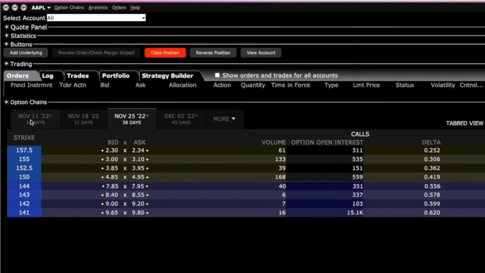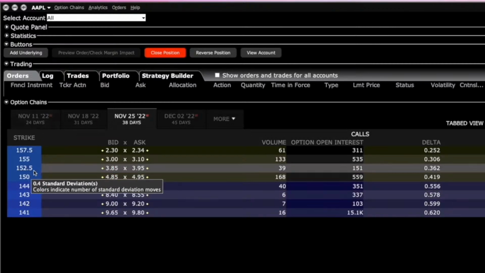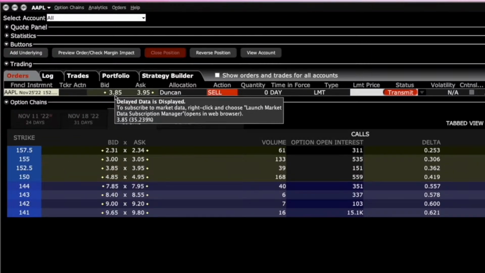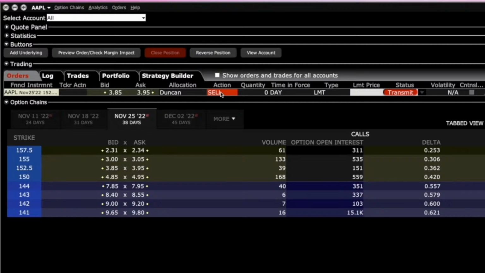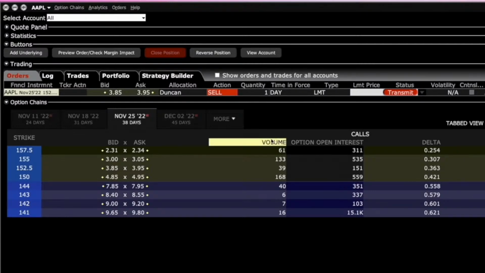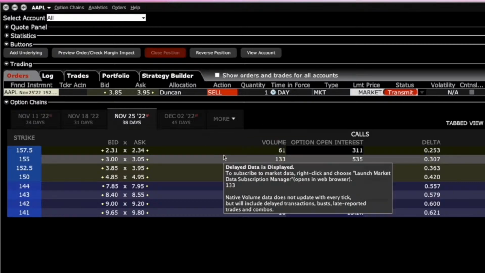So anyway, now once I say I want to do the 152, I click on it, bam, one click. Now up here, it pops up my tracker. It tells me what my bid and my ask is, my action, telling it I want to sell. How many do I want to sell? I click on the quantity, one, because you have to have 100 shares to sell one contract. The time in force, I want to do it for today. The type, I'm going to do it at market, because I don't want to be trying to put in a price, all the good stuff like that. And then you click on this red transmit button right here.